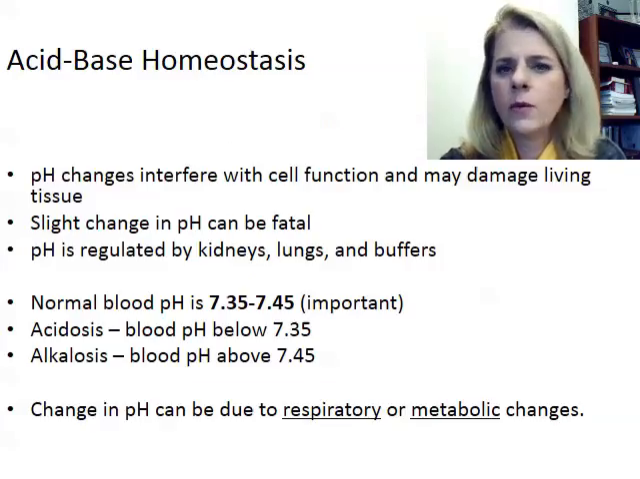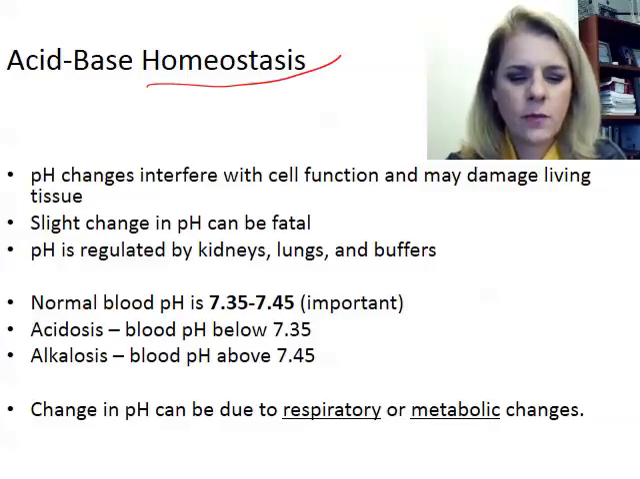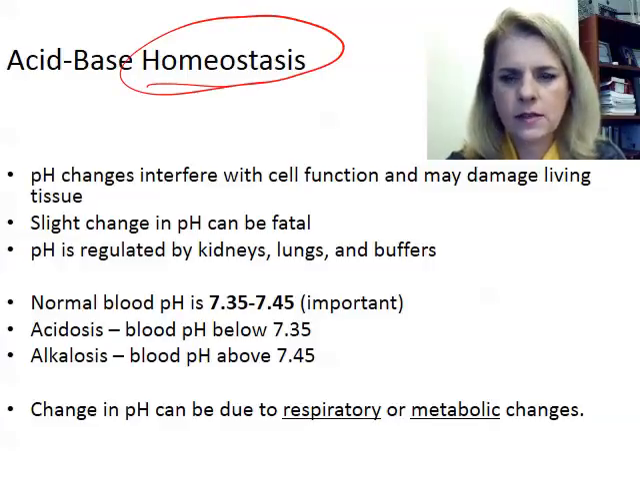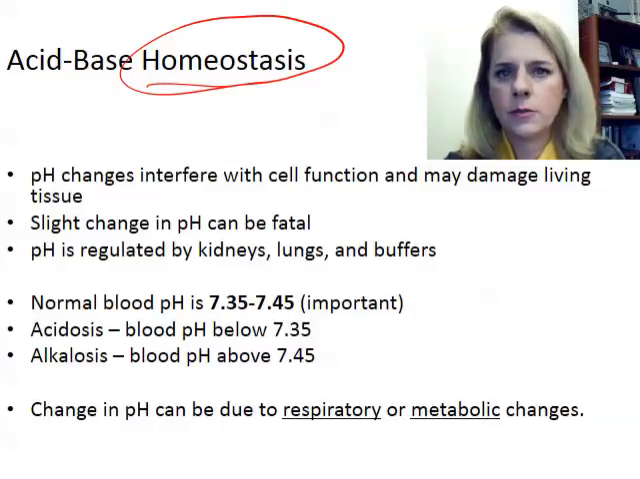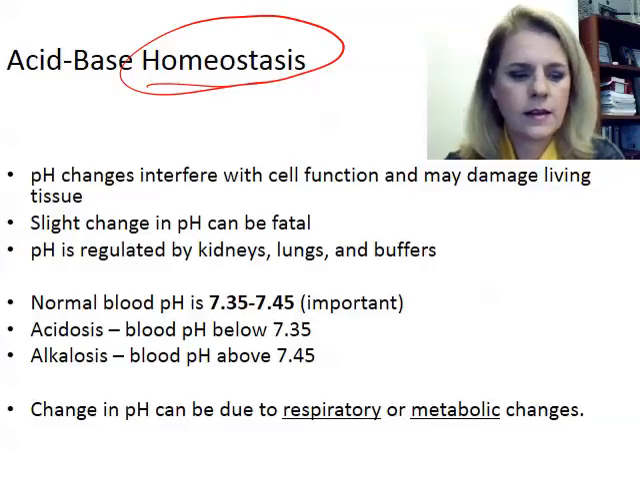Now, why do we care? Well, here's that word again, homeostasis. We are trying to maintain homeostasis. There are many things that we have to maintain. We have to maintain our temperature. We have to maintain our blood sugar levels. We have to maintain the oxygen in our blood, the carbon dioxide in our blood. All of these things have to be maintained. And another thing that has to be maintained is our pH.